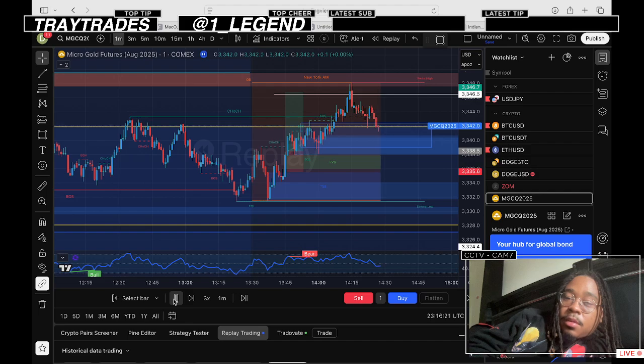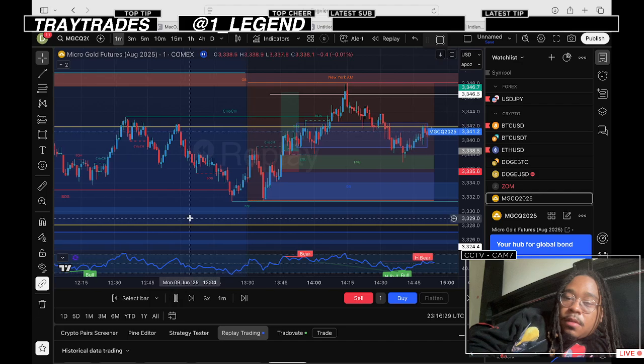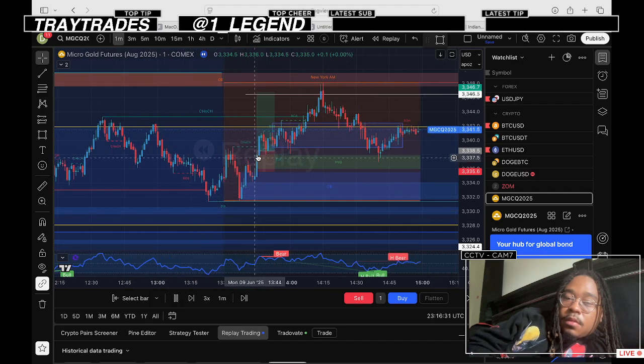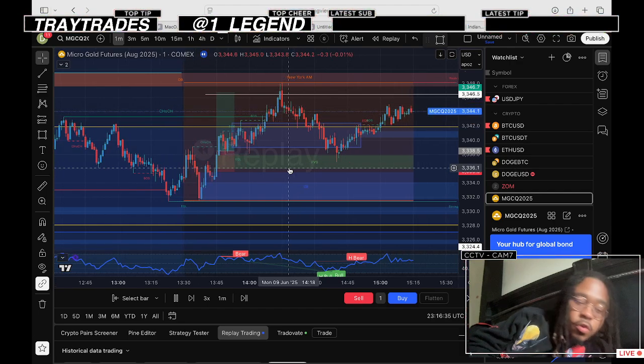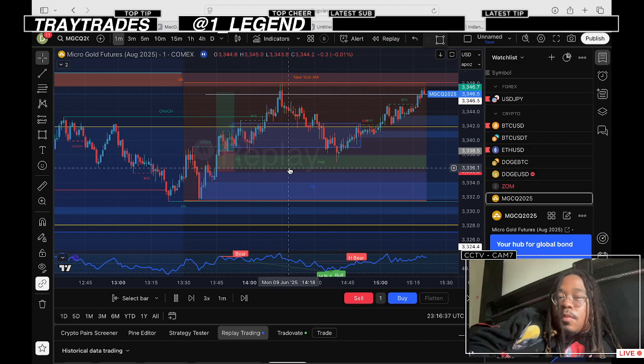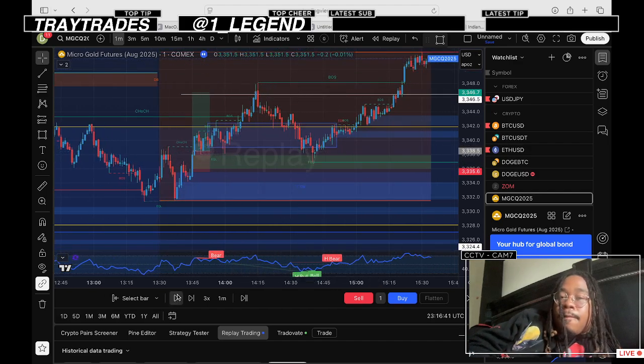Price comes down, retracing down, comes back to entry, still in profit, a little slow movement, and price is right back up, shooting for the stars. So that's my entry model that I look for if I'm trading New York.